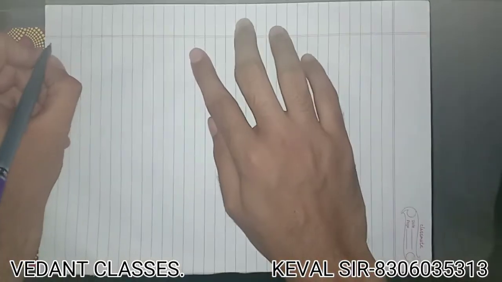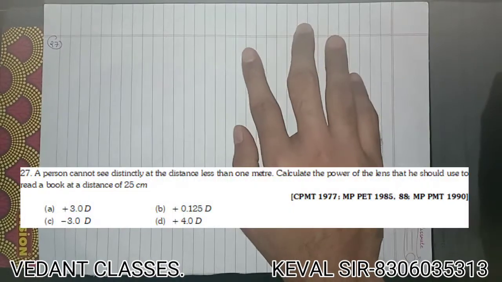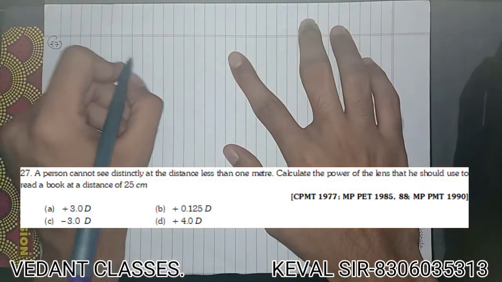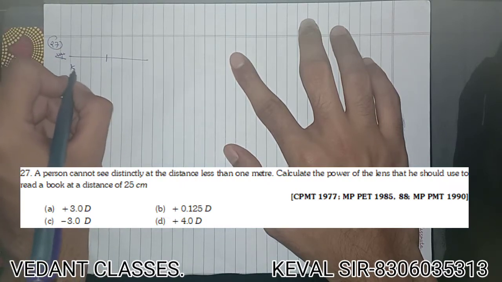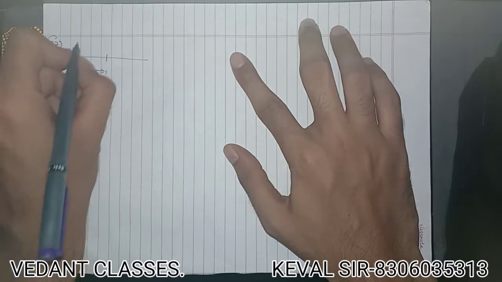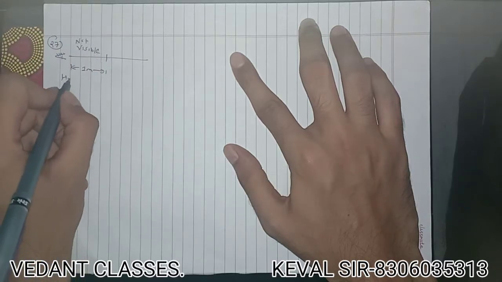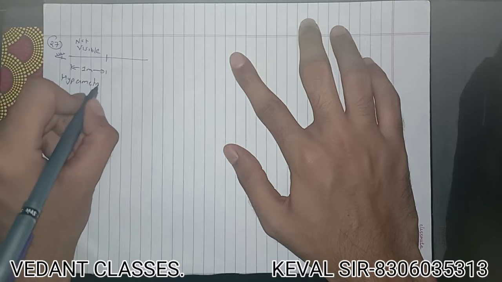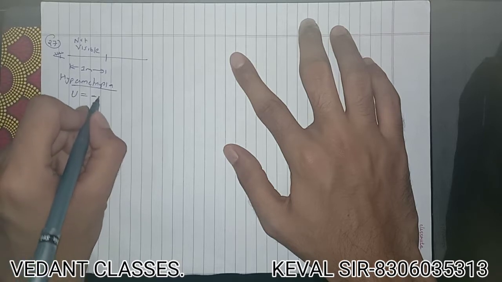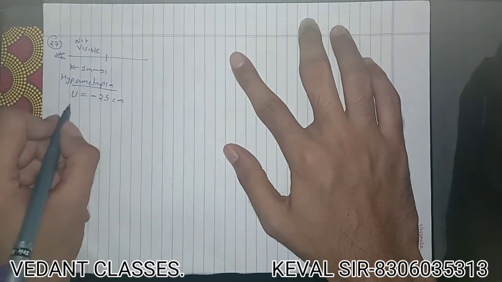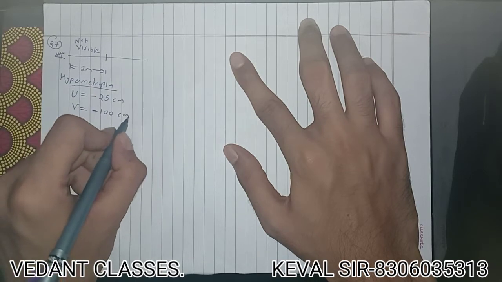Now let's solve question number 27 that you can see on your screen. A person cannot see distinctly at a distance less than 1 meter. So the person cannot see within a limit of 1 meter. This region is not visible, so you cannot see nearby things. So this defect is hypermetropia. For hypermetropia, you need to take u equal to minus 25 centimeter, and v equal to minus 100 centimeter.